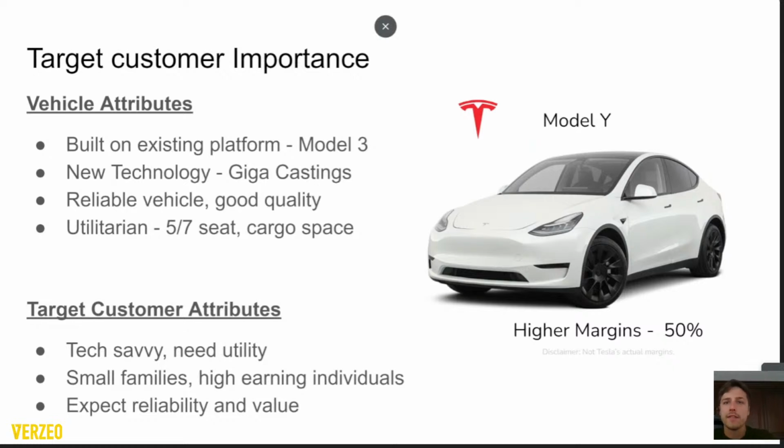Now, to compare that to our most recent car, which is the Model Y. The Model Y is a very commonly desired vehicle type. It's a crossover. It's a sport crossover. It looks really sporty from the side, from the front, but it has a lot of utility. It has a ton of interior room. Overall, just great shape, good styling. And the vehicle attributes of this car were that it was built on an existing platform already. So it's built on the Model 3 platform.